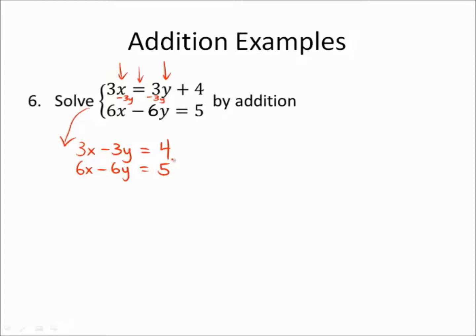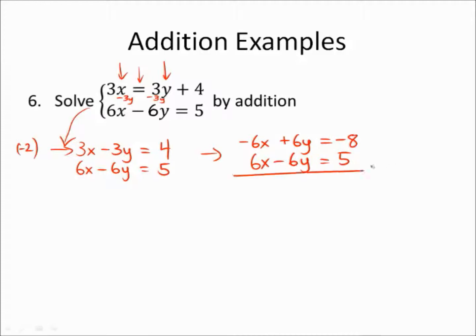Let's try to eliminate one of the variables. So let's try and eliminate the x. In doing so, we want to multiply the top by a negative 2. That results in negative 6x plus 6y equals negative 8. And the bottom equation stays the same, 6x minus 6y equals 5. Let's add those up. Whoa, we get 0 again on the left, and on the right we get negative 3. In this case, these are not equal, and so this is an example of having no solution.